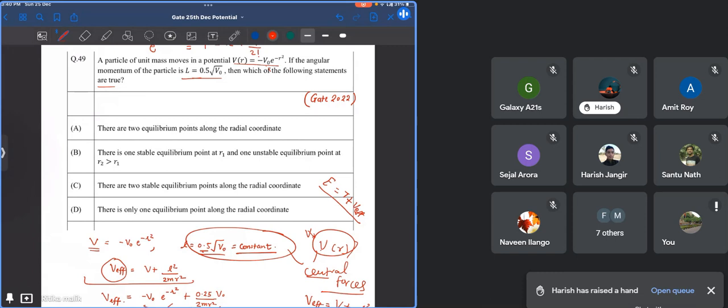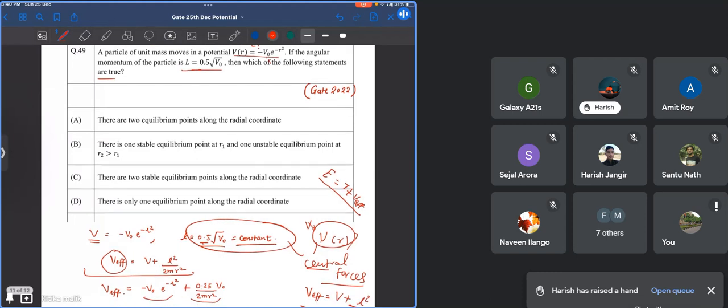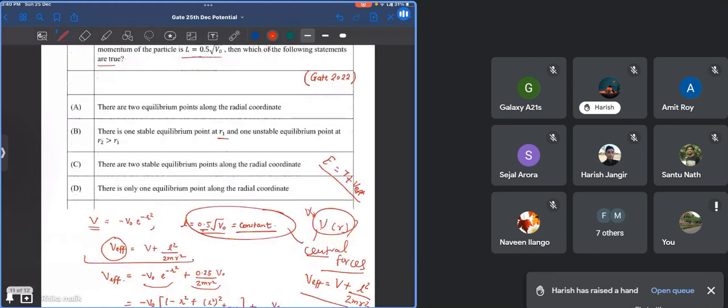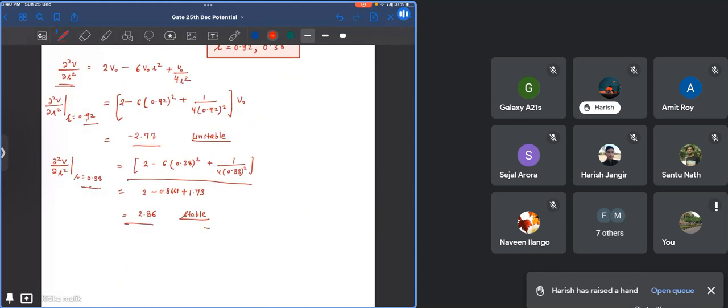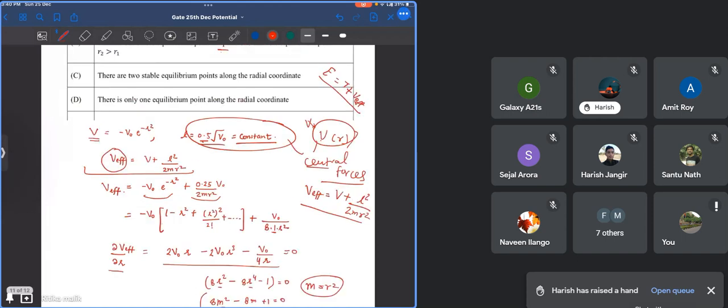So you have two points. One is a stable equilibrium and another one is unstable. And they have given it in terms of R1 and R2. So you have to check stable at R1, and R1 is less than R2. So you have stable at R1, which is 0.38, and unstable at R2, which is 0.92. It is given that R2 is greater than R1. So yes, this answer is correct.